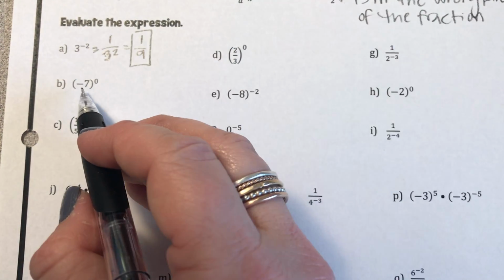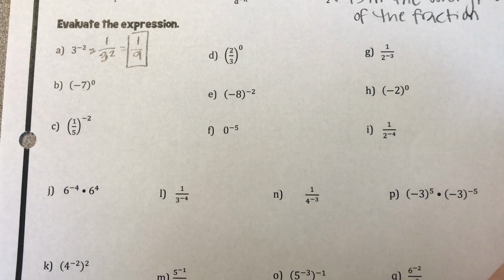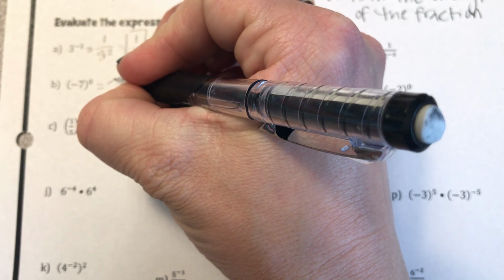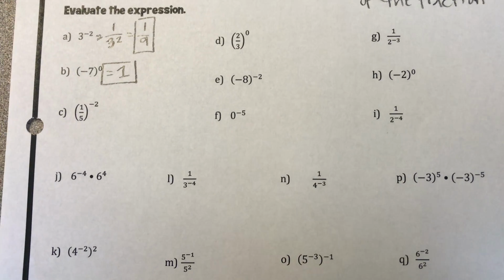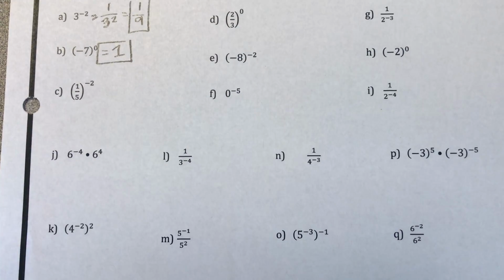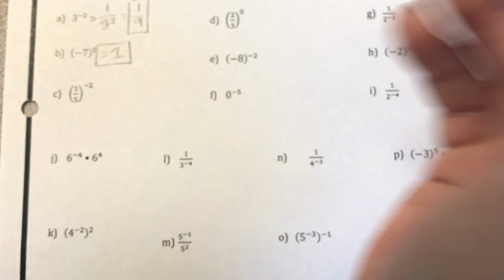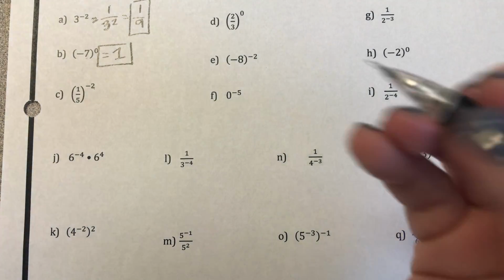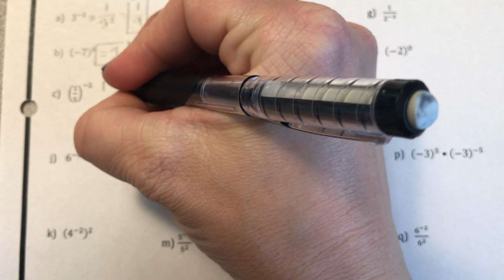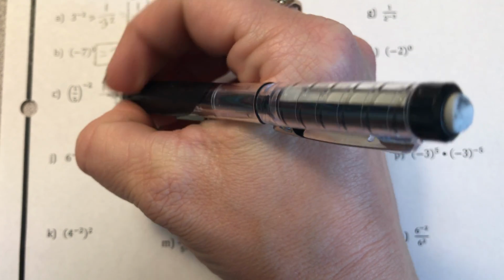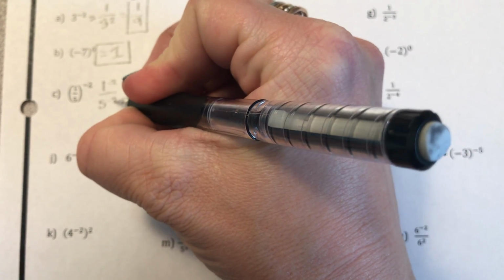Let's look at letter B. Negative 7 to the 0 power. Anything to the 0 power is 1. Final answer. Okay, let's look at letter C. What we talked about yesterday was that when you have quotients, everything gets raised to the negative 2 power, or whatever the power is. So I'm going to have 1 to the negative 2 power over 5 to the negative 2 power.